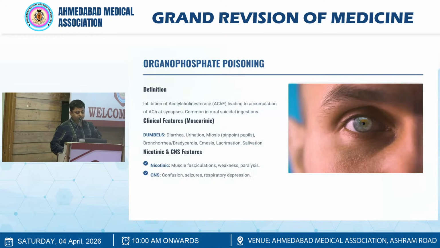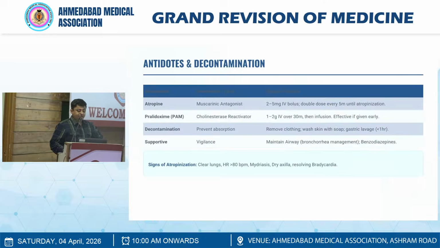OP poisoning. Treatment of choice: PAM and atropine. PAM 1 to 2 gram IV over 30 minutes, then infusion; effective if given early. Atropine 2 to 5 milligram IV bolus, double the dose every 5 minutes until atropinization. Signs of atropinization are commonly asked in OP poisoning.